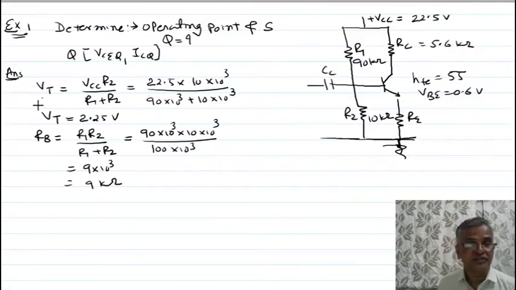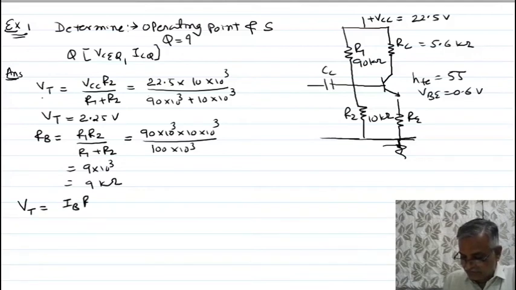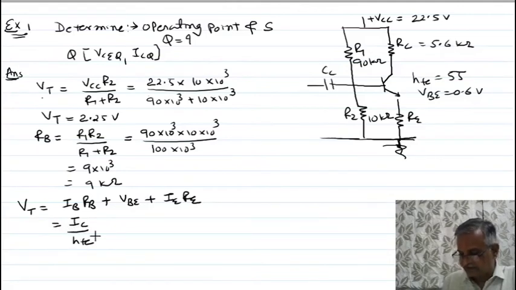You may have a question, sir, why are you finding VT and RB? I want the base current or collector current. So in these equations, either I have to find the base current or collector current. That will give my ICQ. Here, the base current is nothing but the collector current upon HFE, because HFE is nothing but IC upon IB.